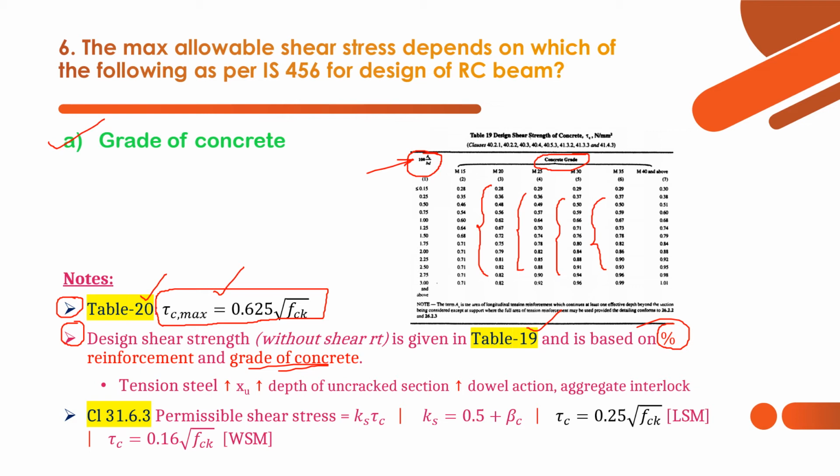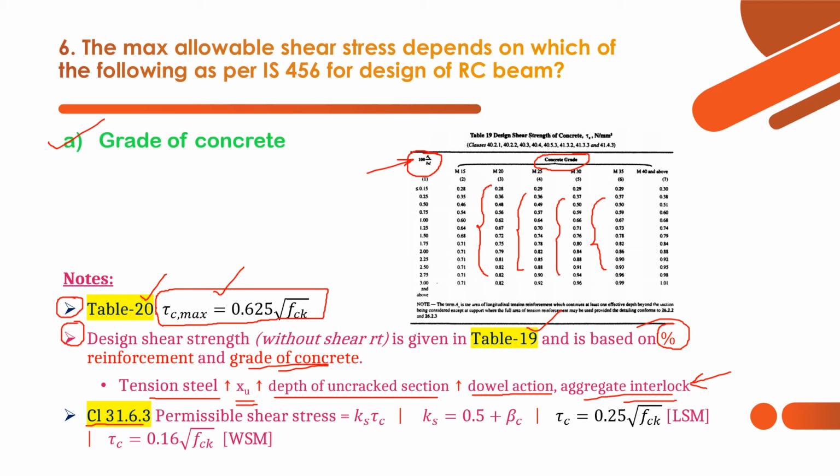So why is design shear strength based on percentage reinforcement? Because tension steel increases the xu value, the depth of neutral axis, and by increasing that xu value we are increasing the depth of uncracked section. Thereby it gives dowel action and aggregate interlock. So these are the reasons by which design shear strength is proportional to the percentage reinforcement and grade of concrete. Now we shall see more about other things.